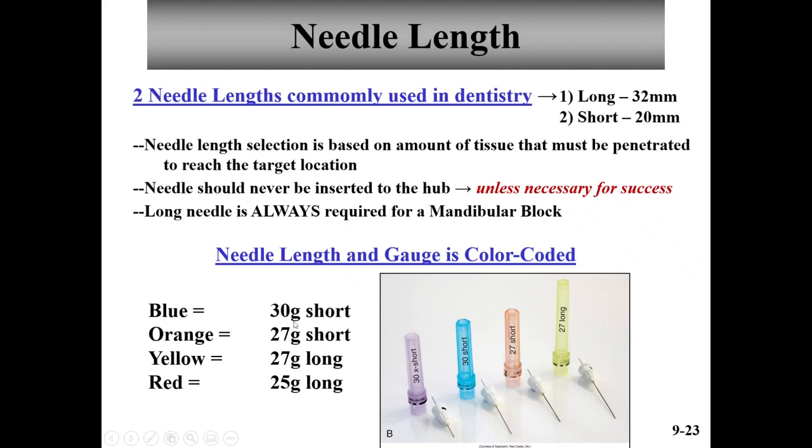Short is available in 30 gauge and 27 gauge. And they have a blue and an orange needle color cap, needle cover. And then your long needle lengths are yellow and red capped. 27 long is yellow and a 25 long is red. Okay, so they are color coded.